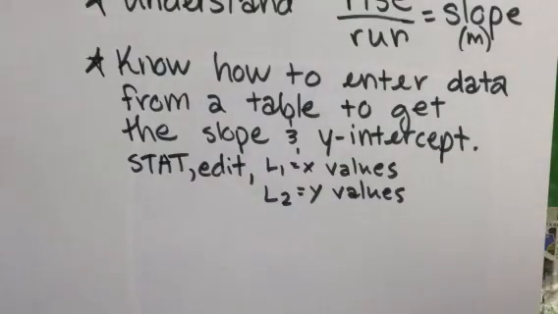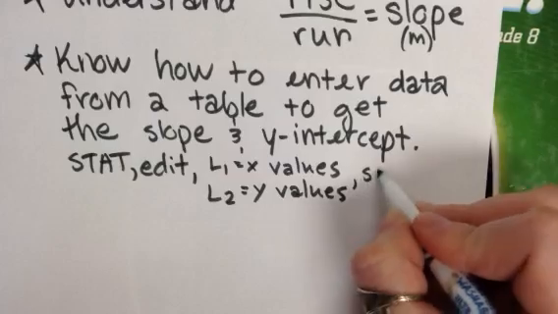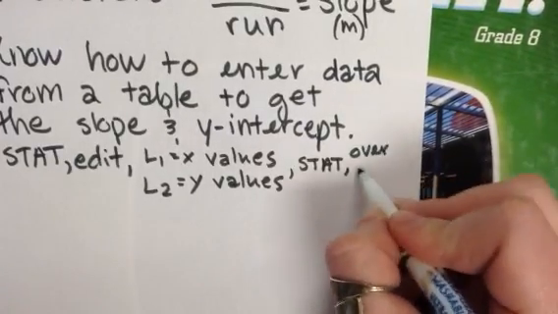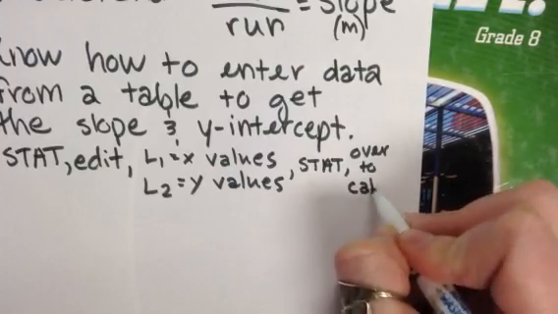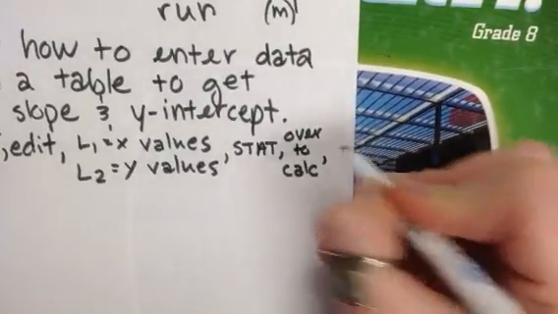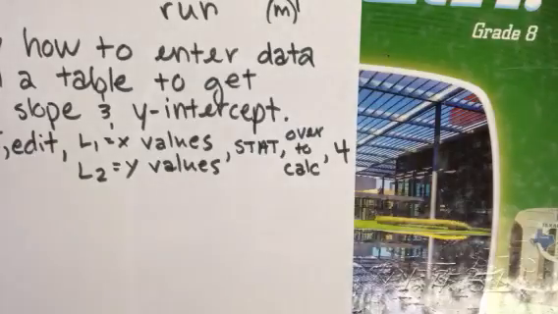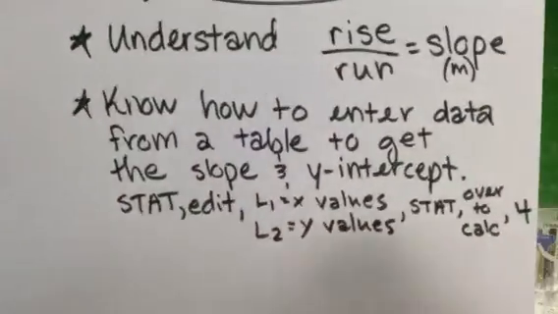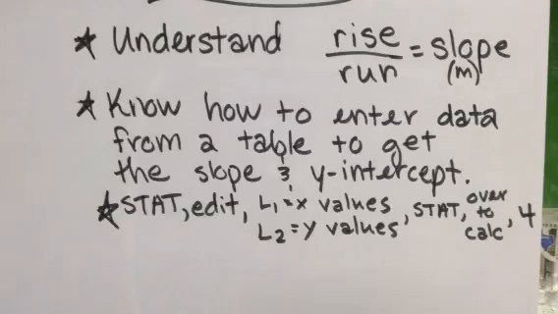After you had the data, the X's and the Y's, put in the list, you hit Stat again. We went over to Calc to tell it to calculate. And then you hit the number 4, and then you had to hit Enter several times, and it would write the equation. So there are some test questions that show you a table of data, and they're going to ask you which equation goes with that table of data. So make sure you know those buttons.